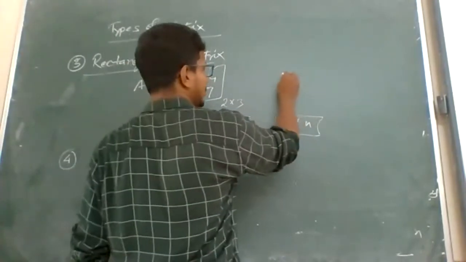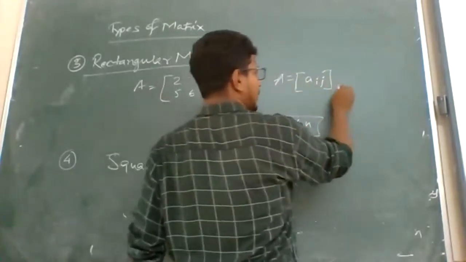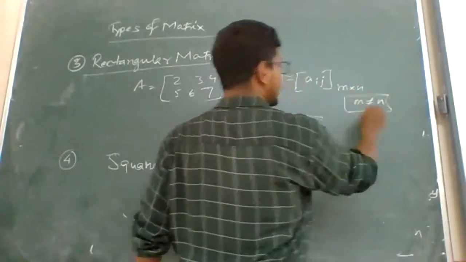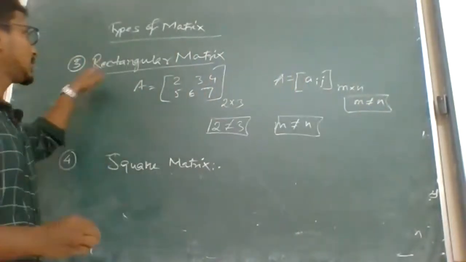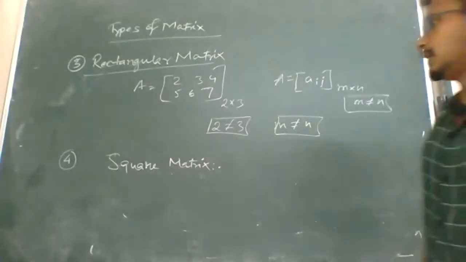The general representation is like this: A, the element A, and here it is m by n, where m is not equal to n. This is our general representation of the matrix, that is rectangular matrix. Is it clear? Yes. Next come for square matrix.